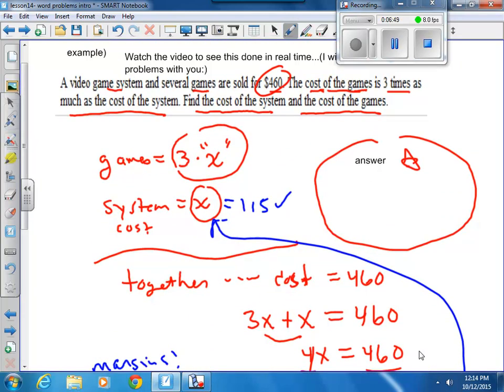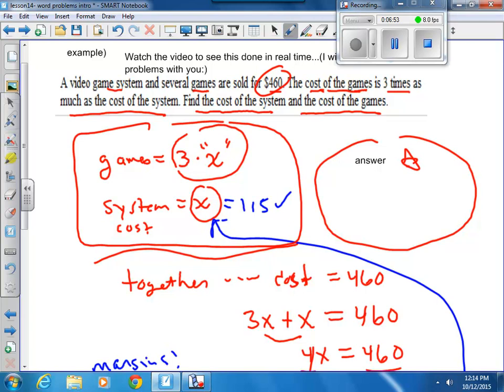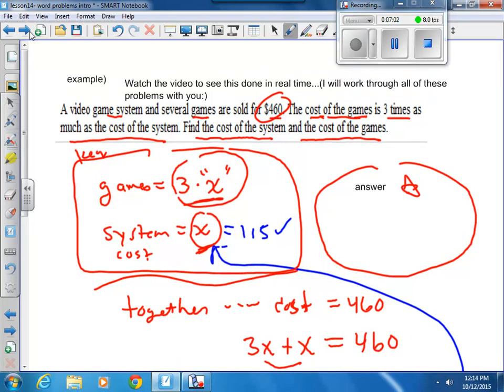So the trick for these real world problems is always make like a key where somebody's going to be X and somebody's going to be based off of that X. So hope that helps. Let's try the next.